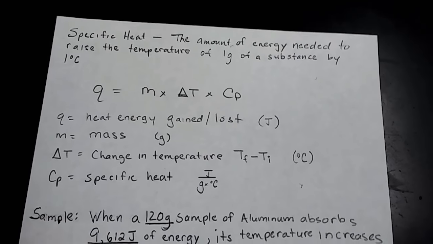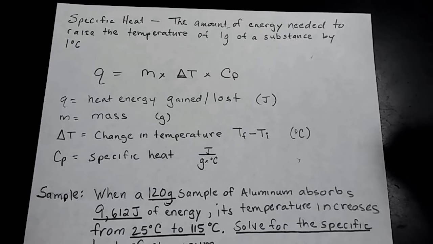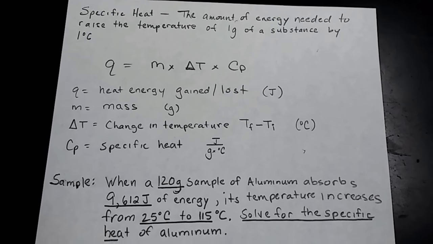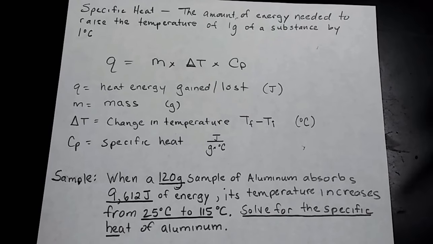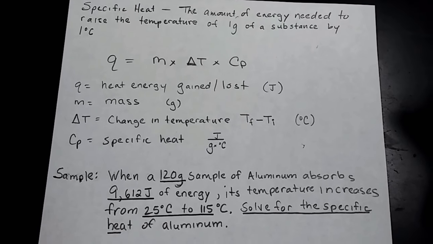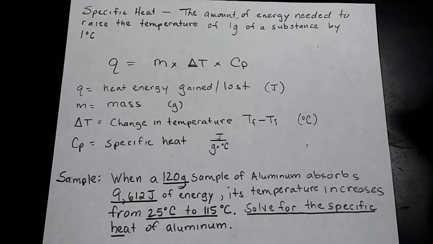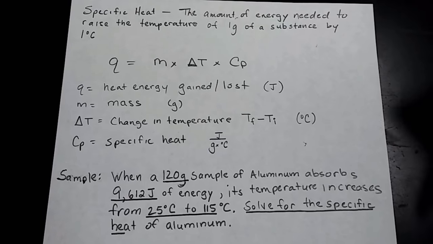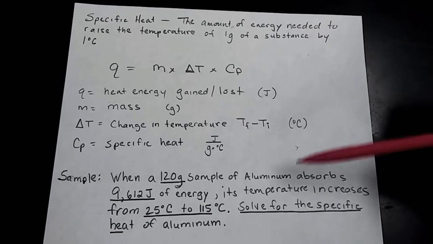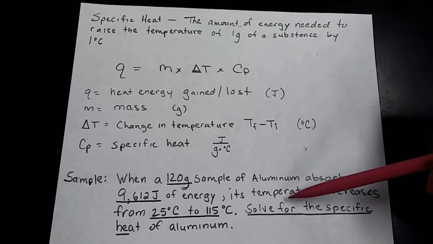So specific heat is pretty much how much energy you need to raise the temperature of 1 gram of any substance by 1 degree Celsius. Everything has a certain specific heat. Water happens to have a specific heat of 4.184 joules over grams times degree Celsius, which is the most common. But there's others that are listed, and you obviously have to look them up. So I'm going to quickly go over the tutorial on how to do these problems.